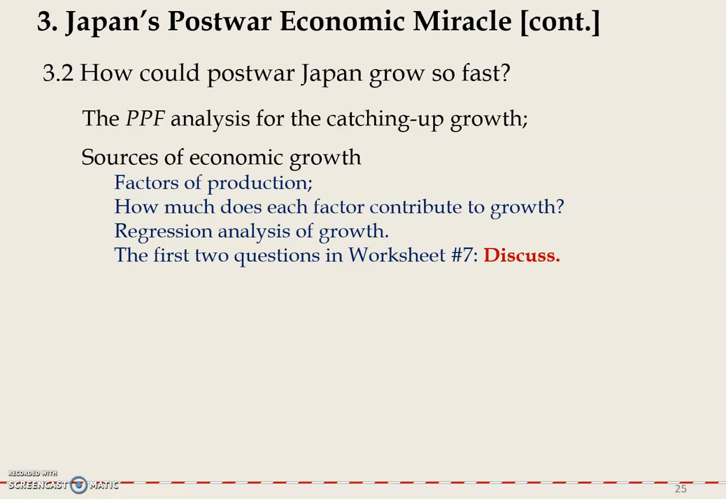Now, in worksheet number 7, you should be able to find two questions, number 1 and number 2. We give you a real-world example at the micro level. We ask you to figure out the determinants of students' GPA, or academic performance. Again, you can just use your common sense and come up with a model, and later we're going to discuss it during our meeting.